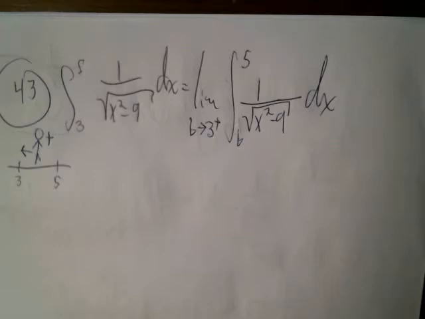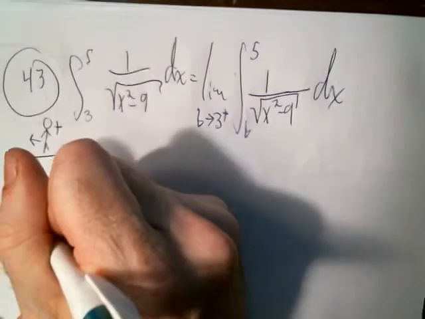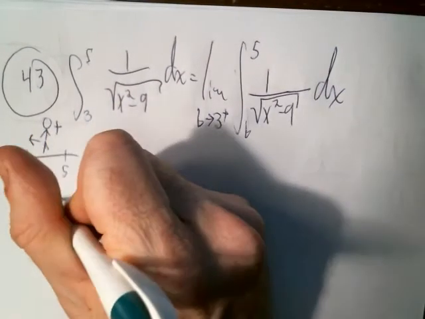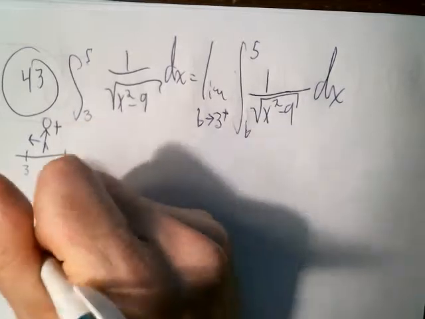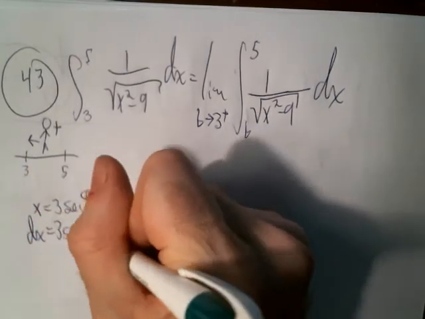I feel like I need to do a secant sub. And that's what I'm like, oh my gosh, really? I picked the wrong integral today. So x is equal to 3 secant theta. dx is equal to 3 secant theta tan theta.